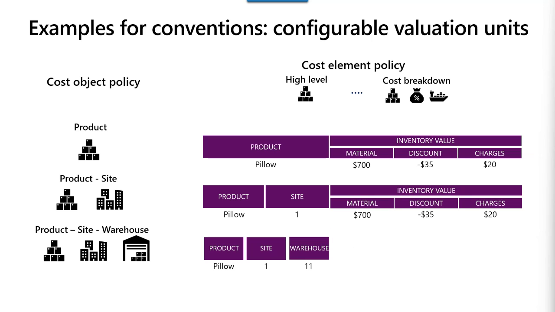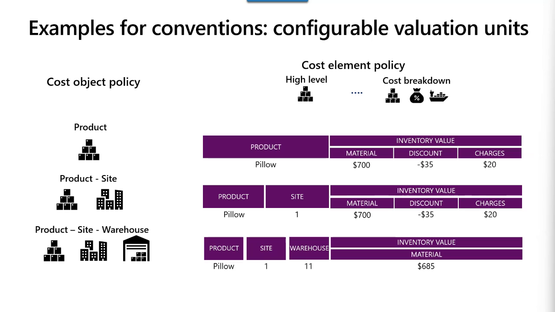In our second example, where we're using the cost object policy of product site, we're using the same cost element policy with the same cost breakdown. So we can see the same breakdown as our first example. In the last example, where we're tracking product, site, and warehouse, we're using a high-level cost element policy. So we only record the sum of the inventory value at $685.